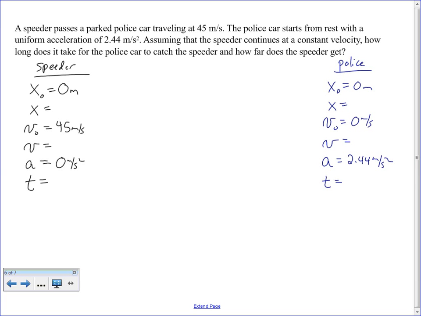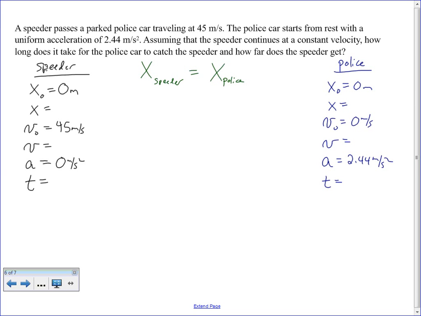And so we're trying to figure out how long it takes for the police car to catch the speeder. For the police car to catch the speeder, that means that the position of the speeder and the position of the police car have to be the same. He's caught when they're at the same position. It has nothing to do with the two of them having the same velocity. The police car catches the speeder when he is at the same position as the speeder.